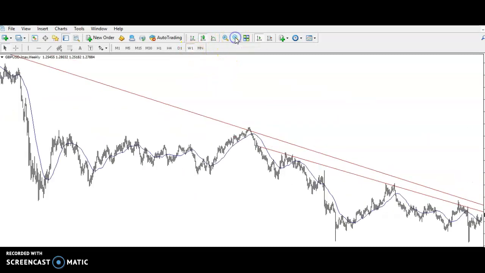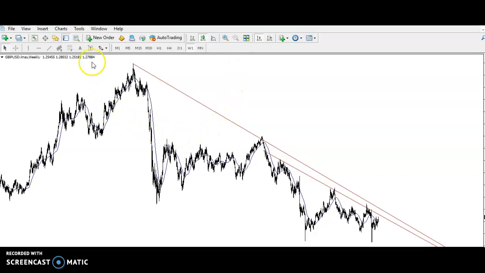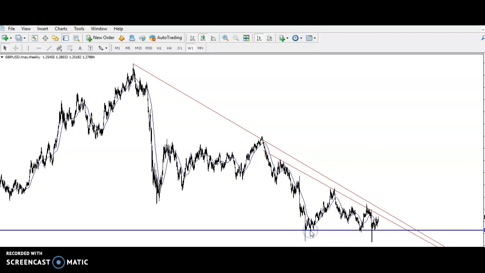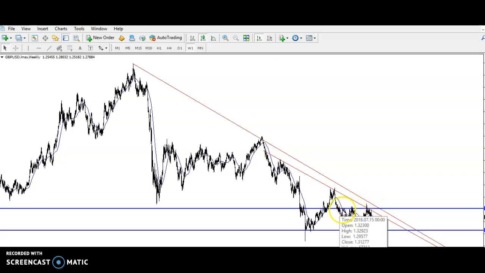So let us drop to the weekly chart and see. The weekly chart still shows us that the market is trending downwards. The market is still on the downtrend. But we have levels where we expect market turnarounds. For example, this was the previous level from which the market turned, and also we have got this level too. The market touched this level.